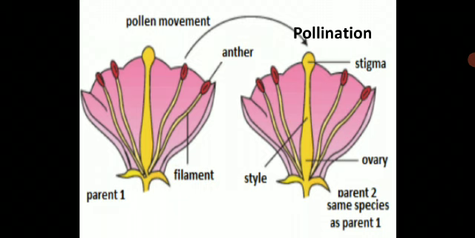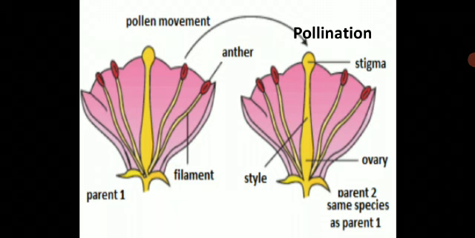This is how pollination will happen. Pollen from the male part of one flower will get transferred to the female reproductive organ of the other flower, that is the stigma. It has a style, and the style is a tube-like structure. Pollen will fall inside and reach the ovary, where it will merge with the eggs inside.